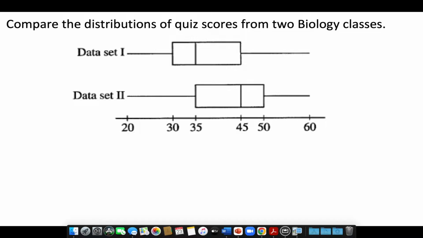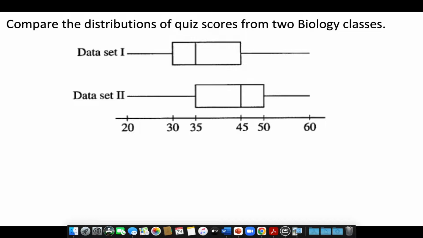Centers. Who has the higher center? Who has the lower center? Data set 2 has the higher center with 45. Is that the mean? So the median, right? We want to say the median for data set 2 is 45, while the median for data set 1 is about 35. Okay.